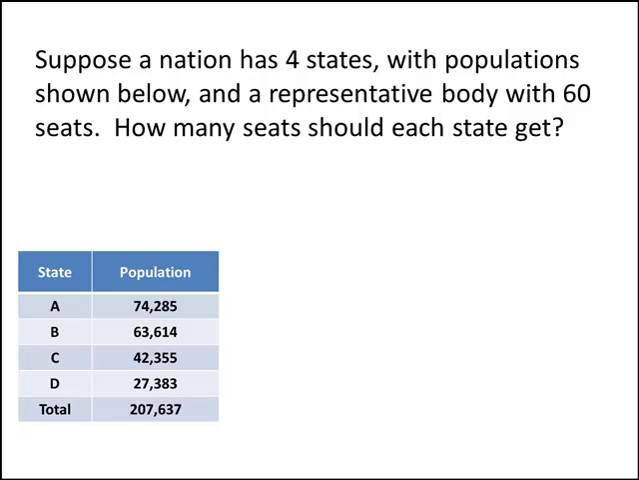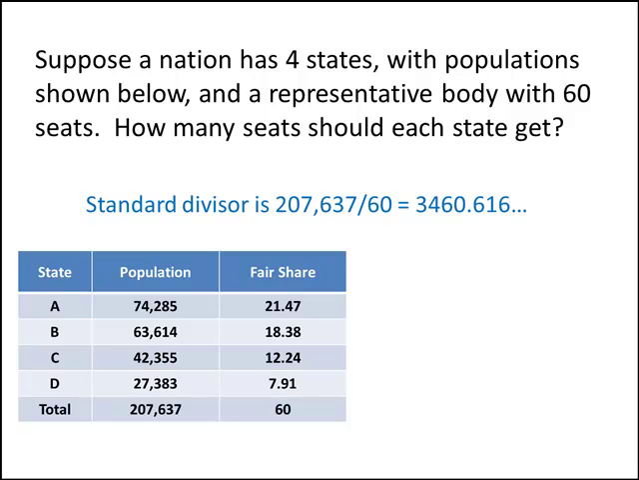At this point, if you haven't watched the introduction video, you should click on the link below and watch that now. As we learned in that video, we figure out the fair shares for each state using the standard divisor. The standard divisor is the total population of the entire country divided by the number of seats. In this case, that turned out to be 3460. So then we divided the population of each state by 3460, and that gave us the fair share. The fair shares tell us how many seats each state should get.